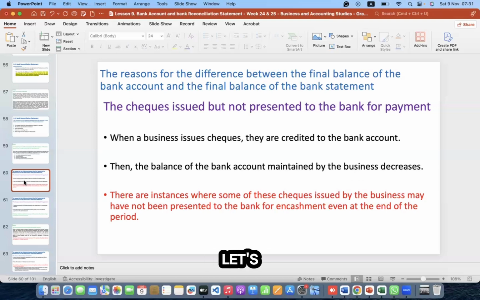For example, let's say there is Amal and Kamal. Amal is buying goods from Kamal and Amal is giving a check. Then what should happen to Amal's account is Amal's account balance should ideally go down. At the moment Amal is giving the check, Amal will credit his own account. But the other party, he will collect the check.